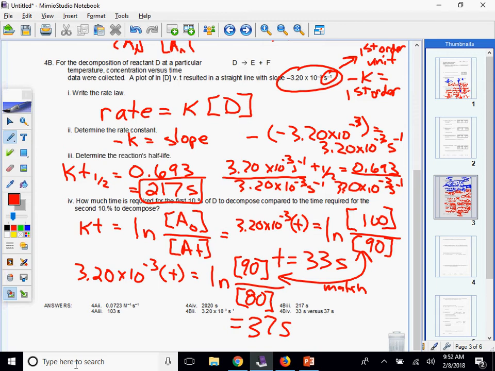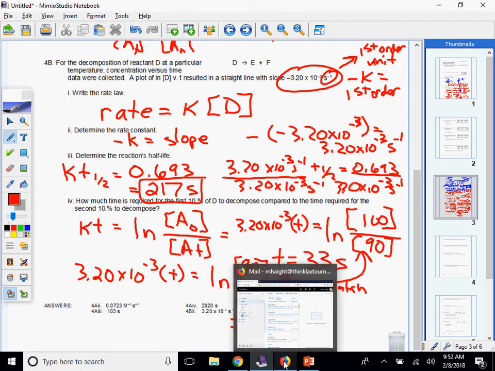All right, let's go back to your notes, please. And Raina, just to clarify, the 10% has to be from the original 100%. Okay, can't do it the other way.